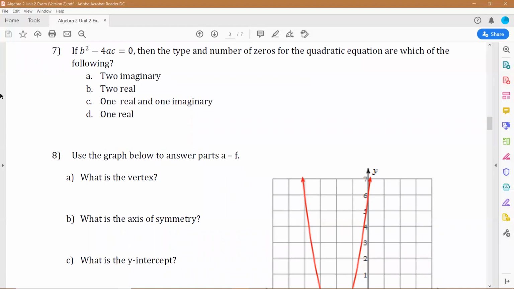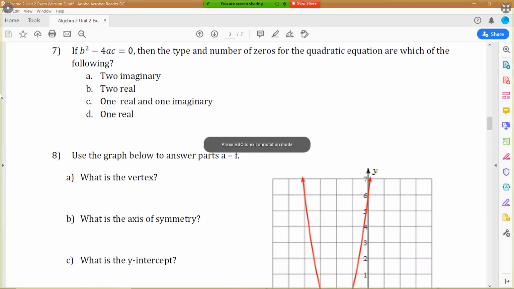On the next page, b squared minus 4ac, that's the formula for your discriminant. So really I'm saying if your discriminant equals 0, then what are the number and type of solutions that you would get? If your discriminant equals 0, you would have one real solution. Again, you can never have one imaginary, so you can automatically mark off C. 2 imaginary happen when your discriminant's negative. 2 real happen when your discriminant is positive. So imaginary is negative, 2 real is positive, 1 real is 0.